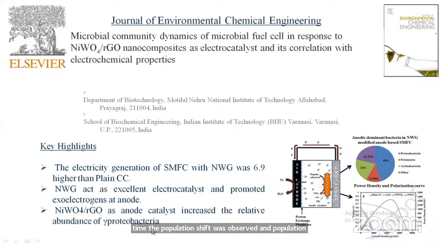And we know that gamma proteobacteria is abundant in many genera of exoelectrogenic microbes. So this shows that sometimes electrochemical modification can also lead to a change or shift in the microbial community dynamics, thereby increasing the number and diversity of the desired group of microbes, that is exoelectrogenic microbes.